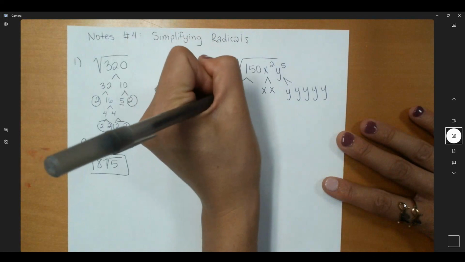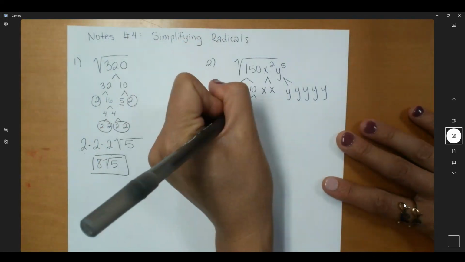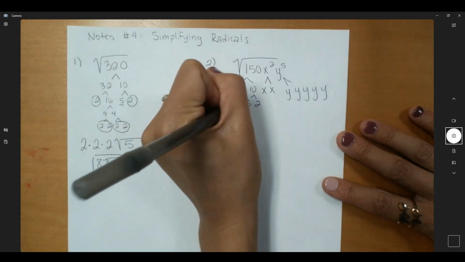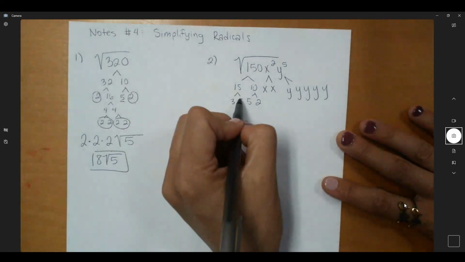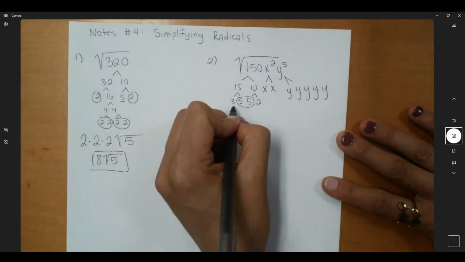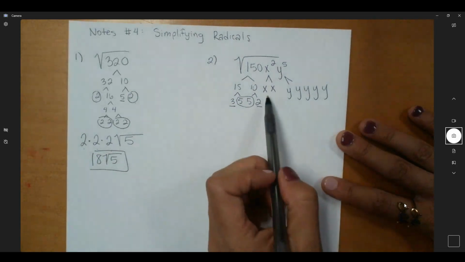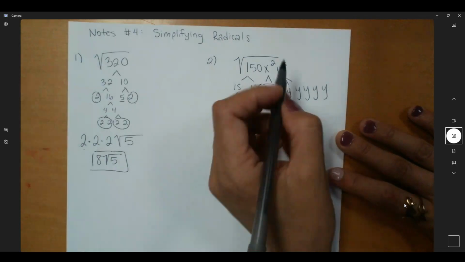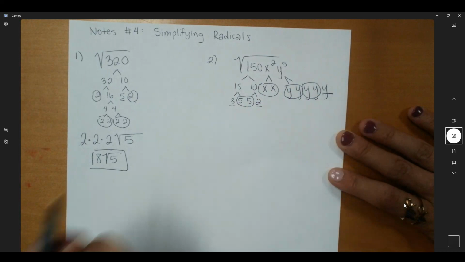So for 150, do 15 and 10. 10 is 5 and 2. This is 3 and 5. These are all prime numbers now. So our pair would be a pair of 5, and we have a leftover of 3 and 2. Okay, and then our pair of x's, no leftovers with the x's. And for y, we have 1 pair, 2 pair, and then 1 leftover.